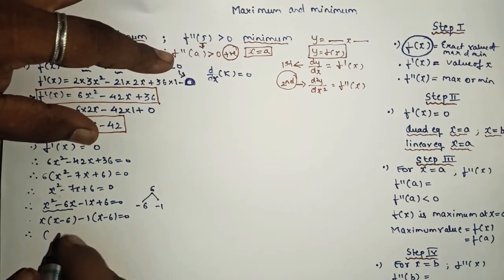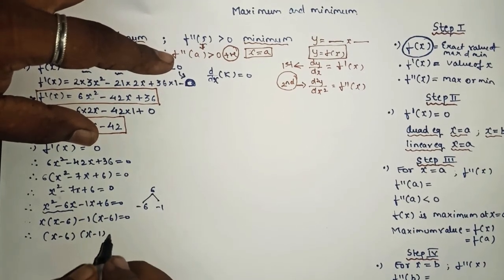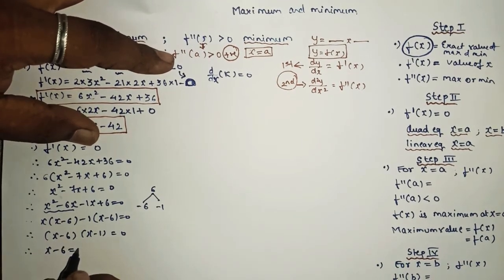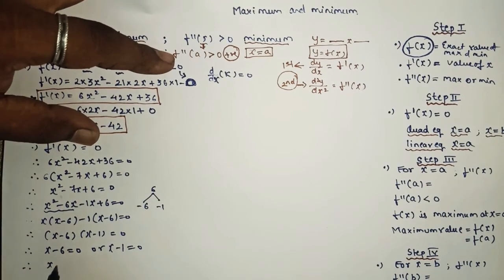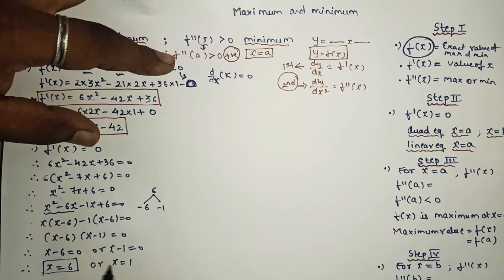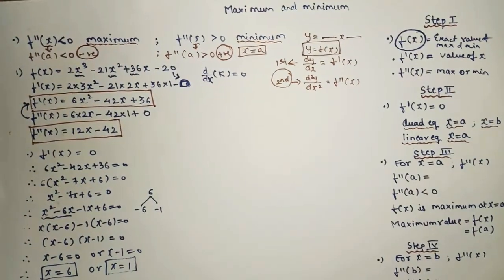So here you will get x minus 6 and x minus 1 equals to 0. So therefore x minus 6 equals to 0 or x minus 1 equals to 0. So therefore x equal to 6, here we got the first value of x, or x equals to 1, that is the second value of x. So as I told, in the second step you will get the value of x.